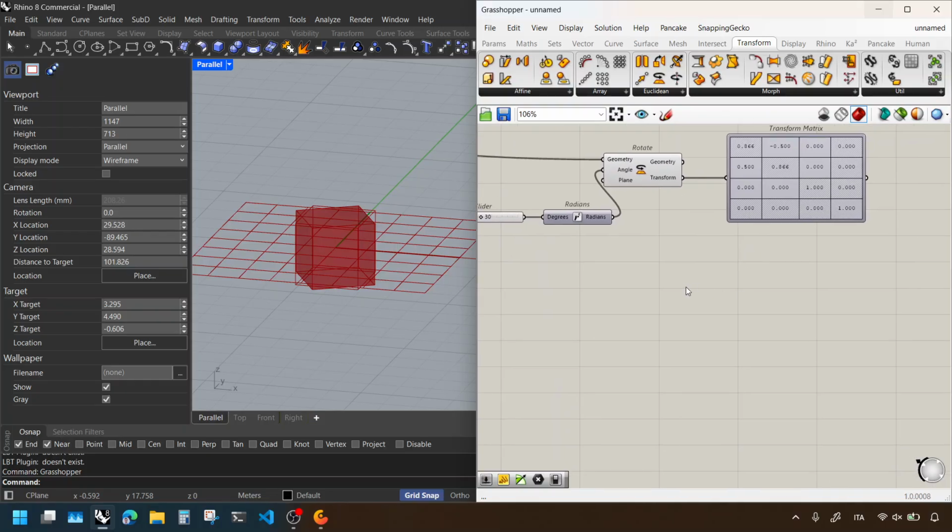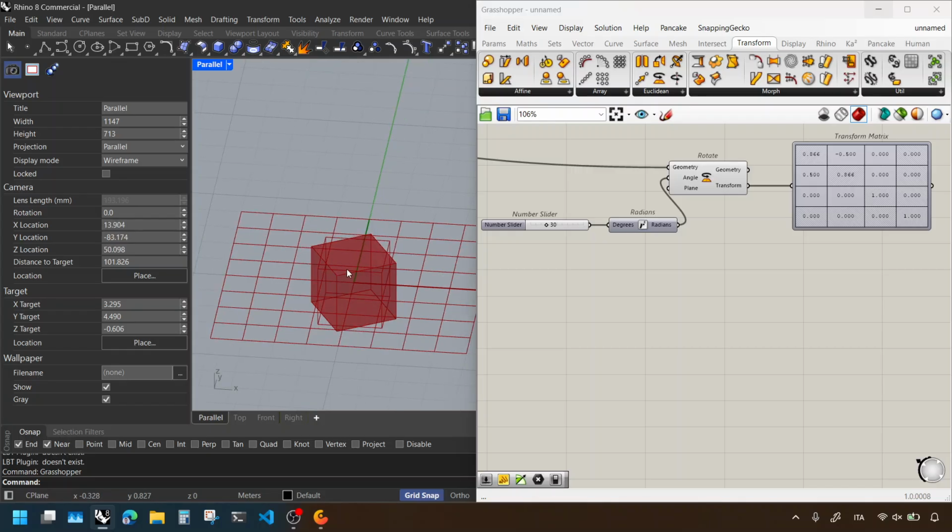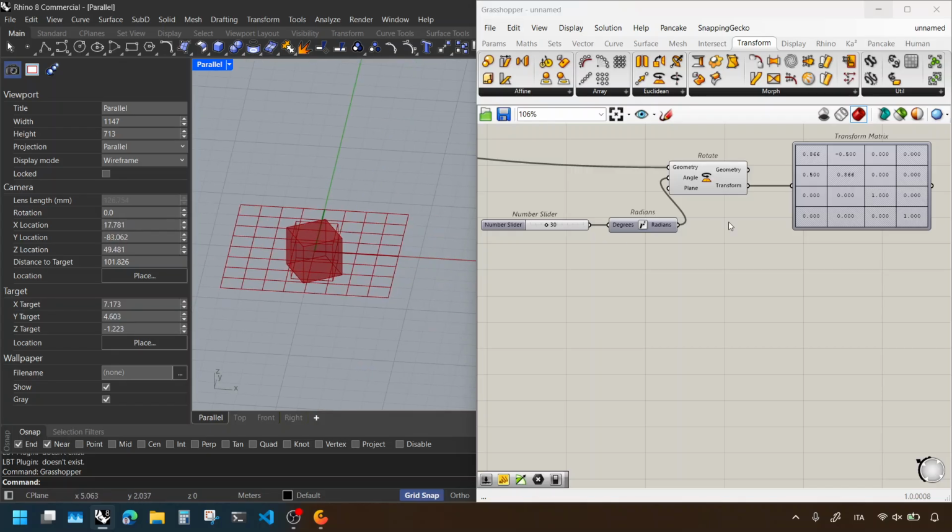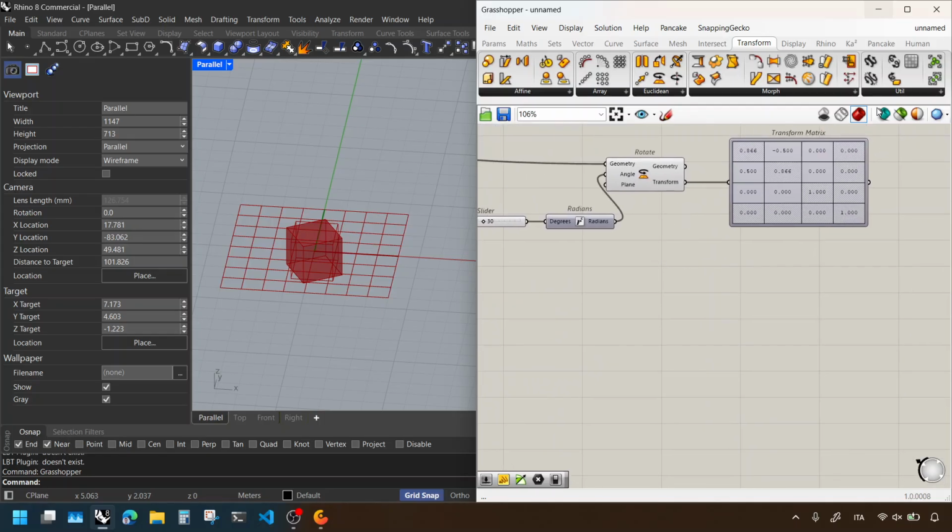So let's now combine these transformations. Let's say we want to do the rotation and then move the object around. How do we do that? You can use, well, these components. You have compound, okay?